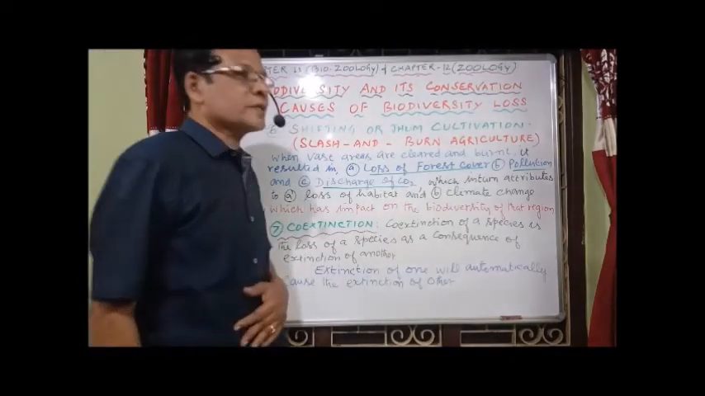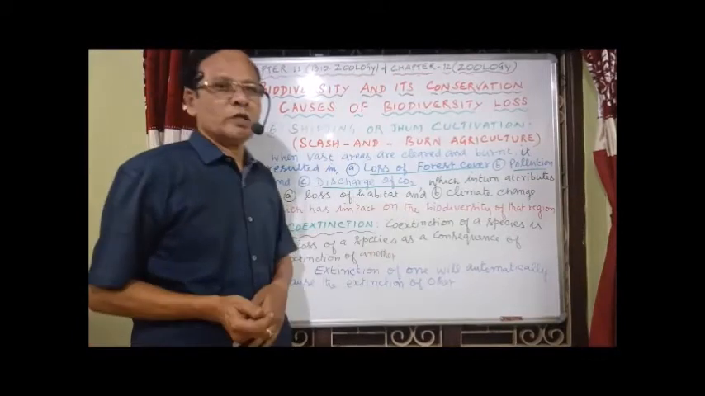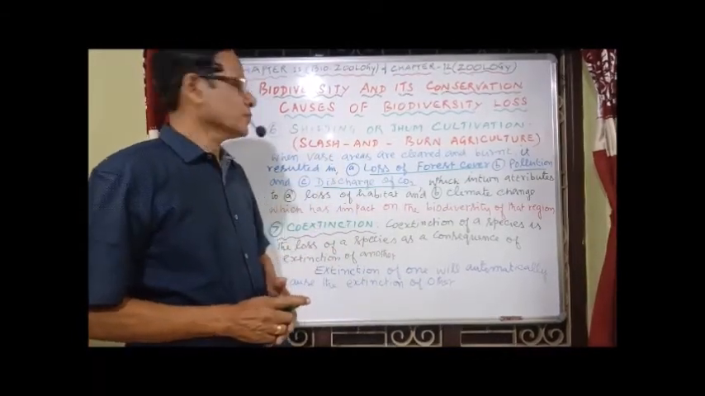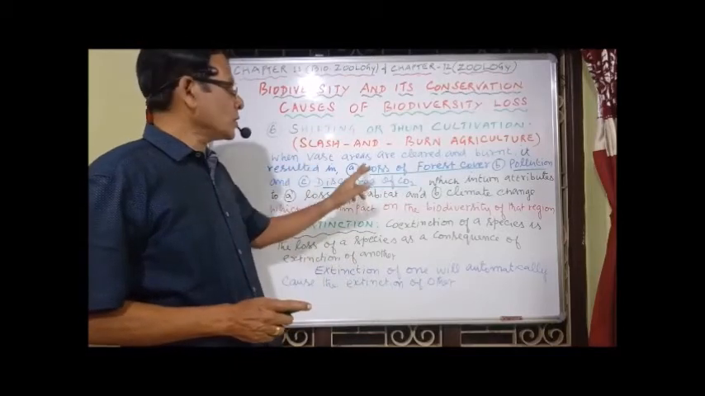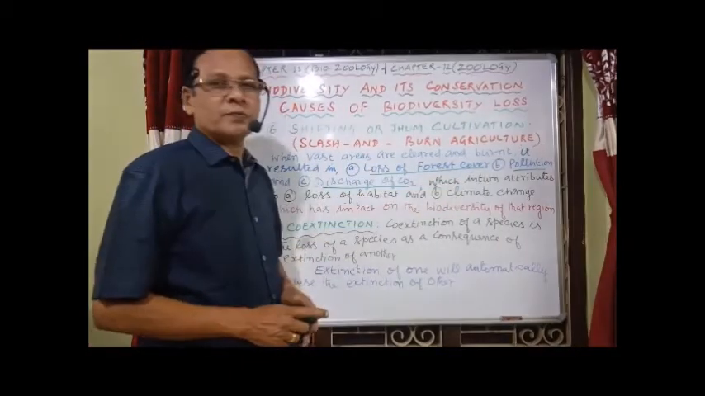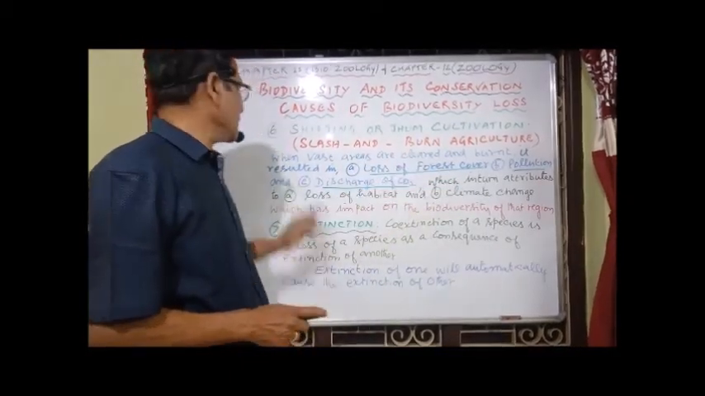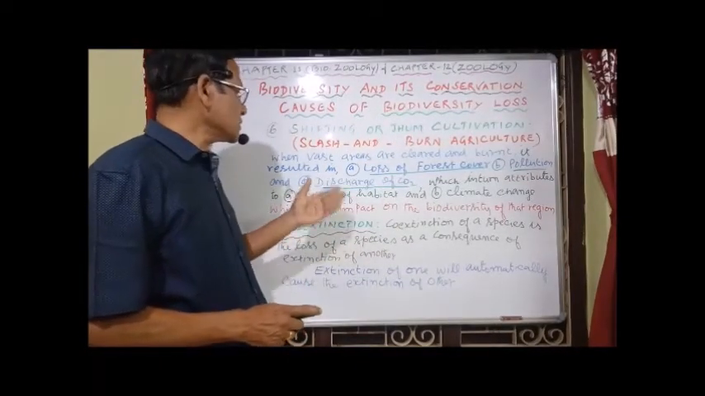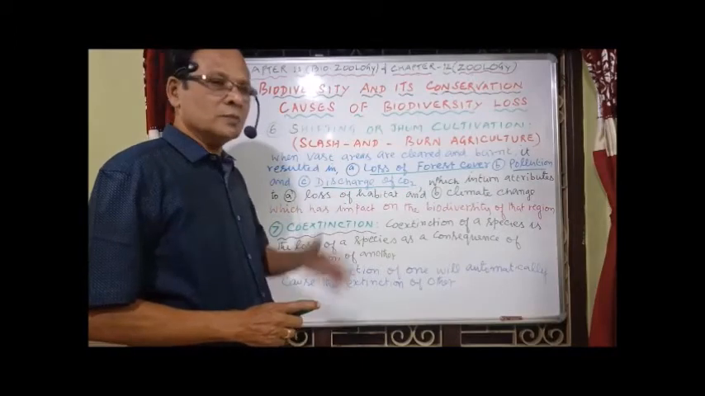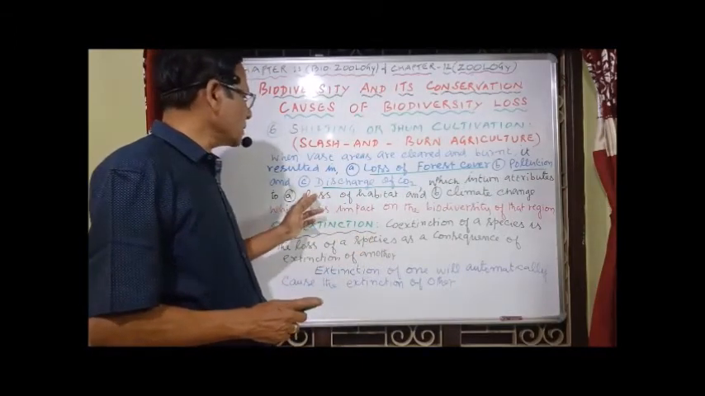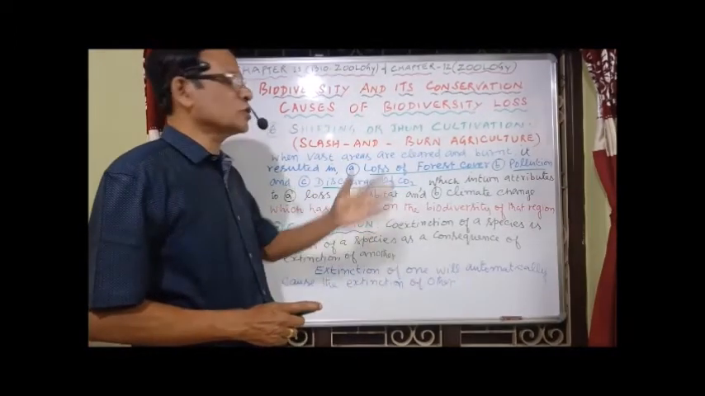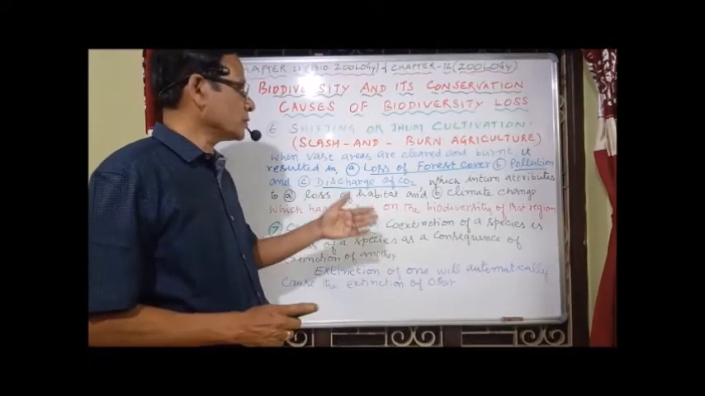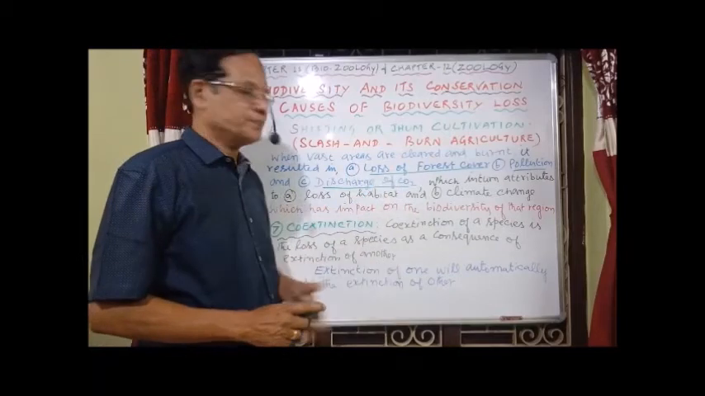So what are the impacts of shifting or jhum cultivation? When vast areas are cleared and burned, it results in, number one, loss of forest cover, number two, pollution and the discharge of more carbon dioxide. As a result of the discharge of more carbon dioxide and burning, we have loss of habitat and climate change. And both have impacts on the biodiversity of that region.